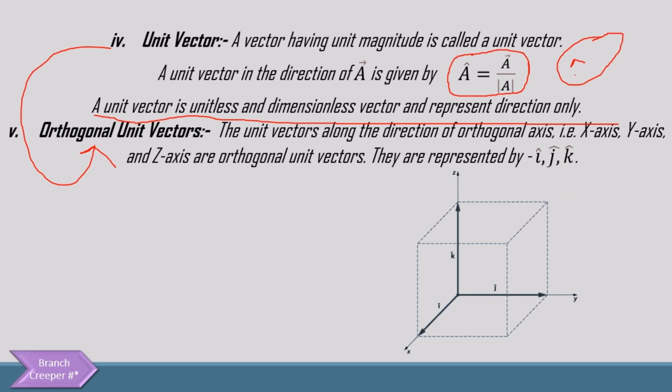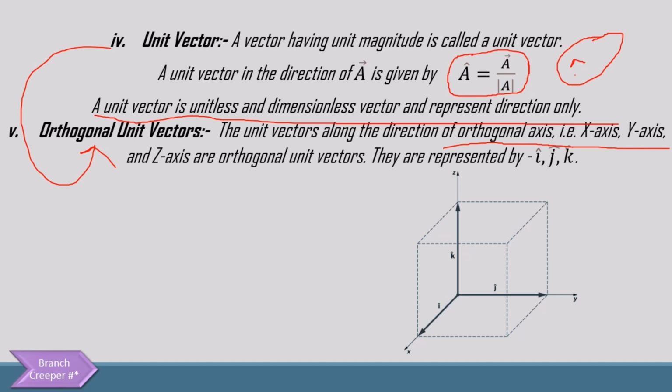So basically, let's state its definition. The unit vectors along the direction of the orthogonal axes. What are orthogonal axes? X, Y, and Z. Orthogonal axes means the axes which are perpendicular to each other. So only the X, Y, and Z axes, which we know till now are perpendicular to each other.